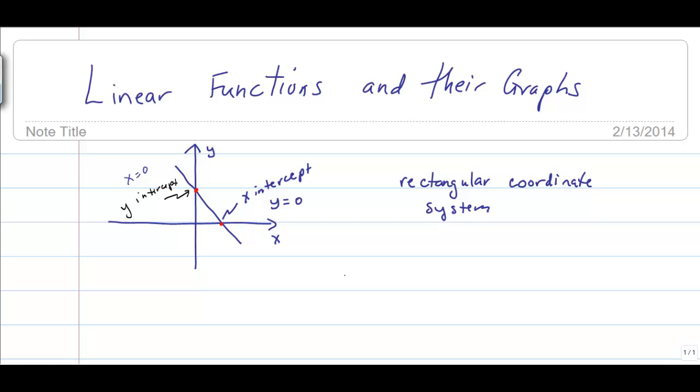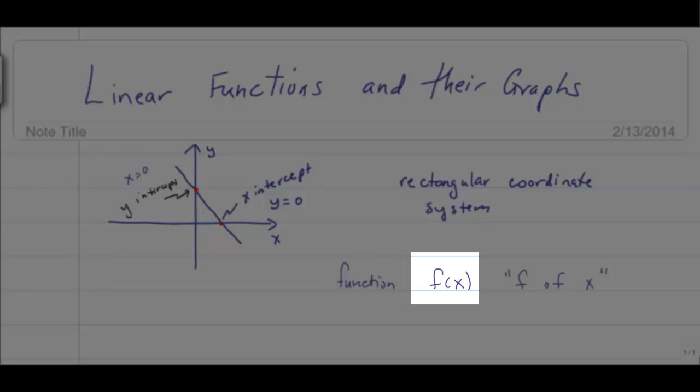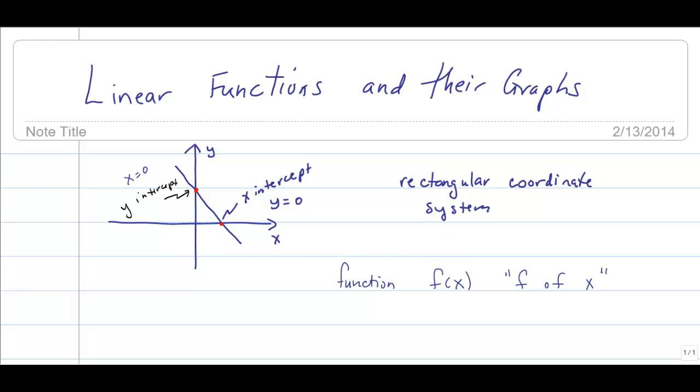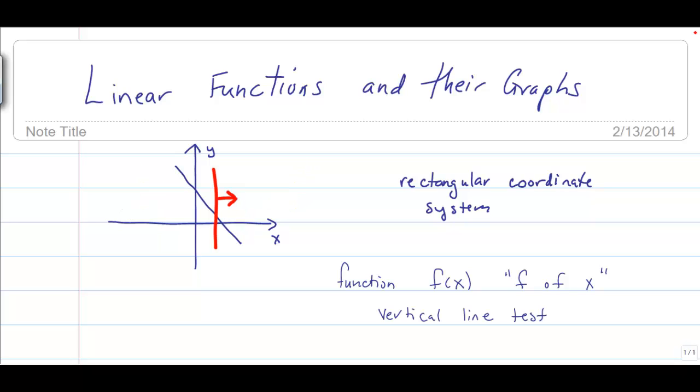We also need to talk about what the word function means. A function is usually written as something like f(x), but it's pronounced as f of x. You can tell if a curve is a function by doing the vertical line test. What the vertical line test is, if you take a vertical line and sweep it across the curve, or in this case a line, if it crosses that curve only once at a time, then it's a function. And we can see that this line is in fact a function because it crosses this vertical line only once, no matter how we sweep it across the graph.